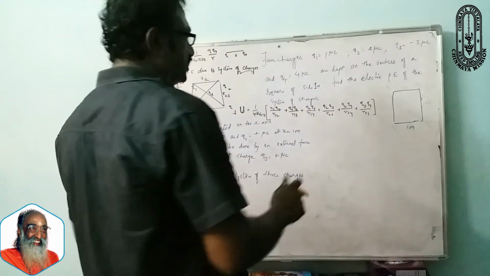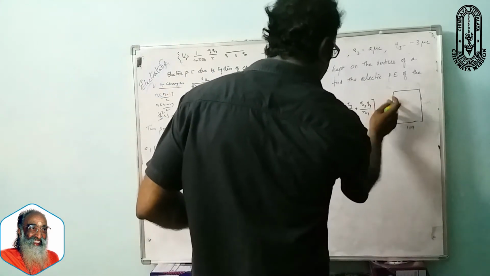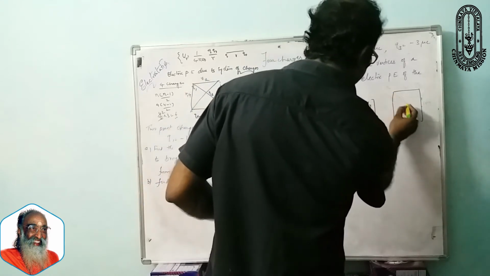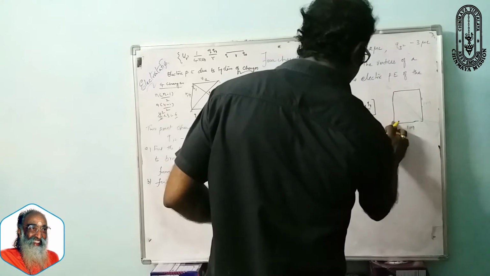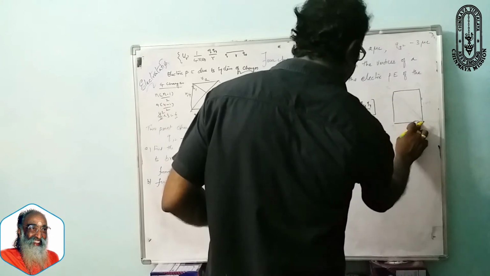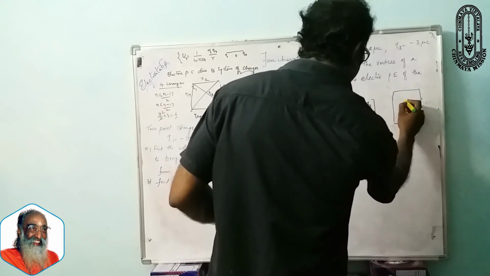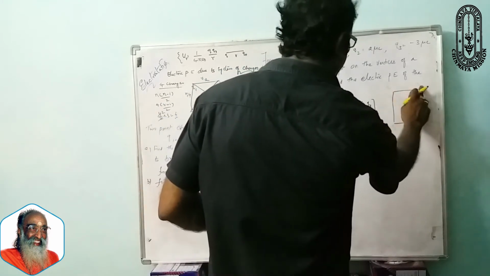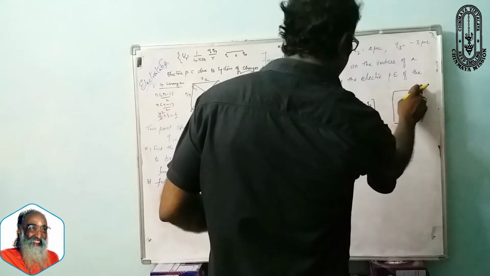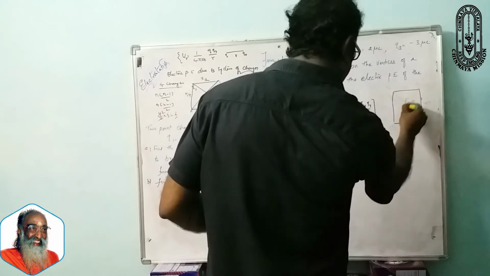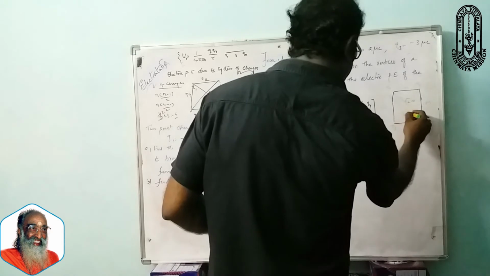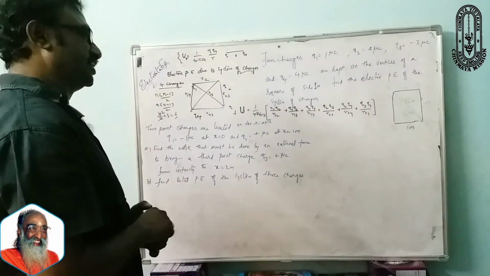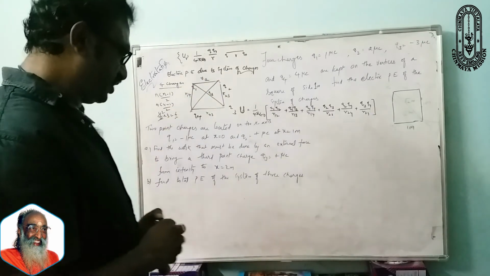So for that, between Q1 and Q3, the distance is already given. Q1 and Q4, you have to find out this one. Already you know, if this is 1 and this is 1, this is a right angle triangle and this is the hypotenuse, and this will be root 2 meter. And similarly, Q1 and Q2 is already there. Between Q2 and Q3, we just find out it will be root 2 meter. So between each and every pair of point charges, you can find the distance.